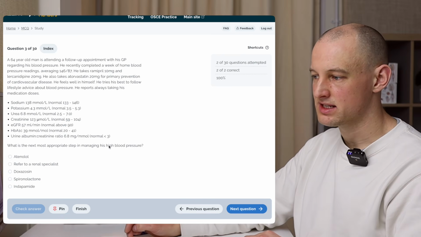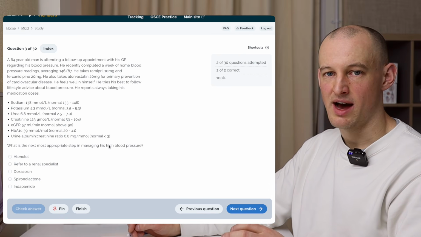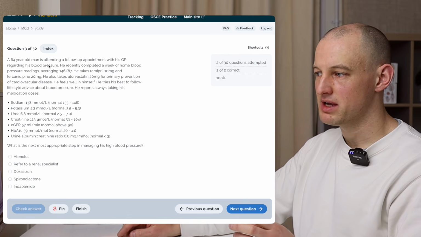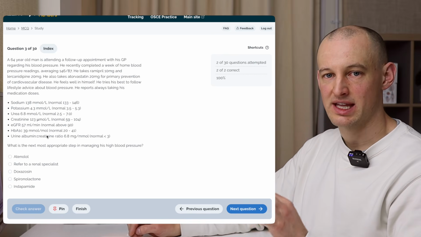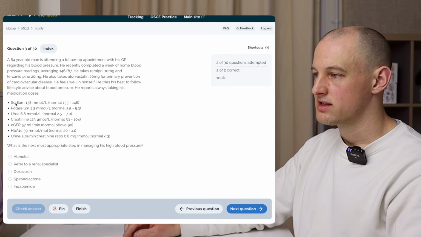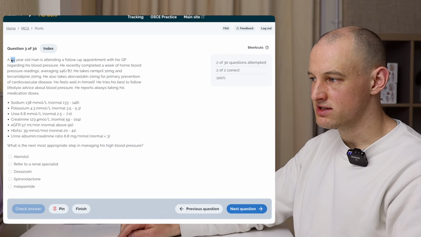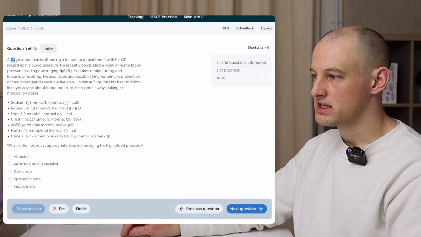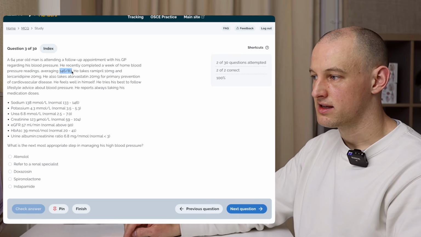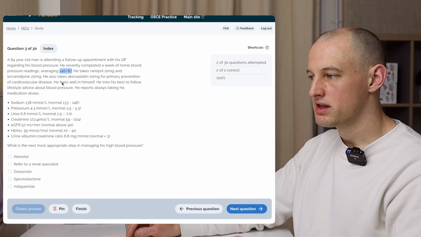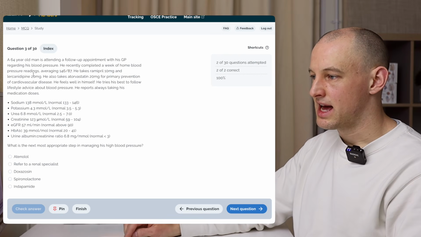Okay, so we know this is about treatment of high blood pressure. So when we go through this, we can pick out the key points. We've got a 64-year-old man, so his age is relevant, attending a follow-up with his GP, recently completed a set of home readings, and his blood pressure is high. So our target would be 135/85. He takes ramipril and lercanidipine. So he's got an ACE inhibitor and a calcium channel blocker.